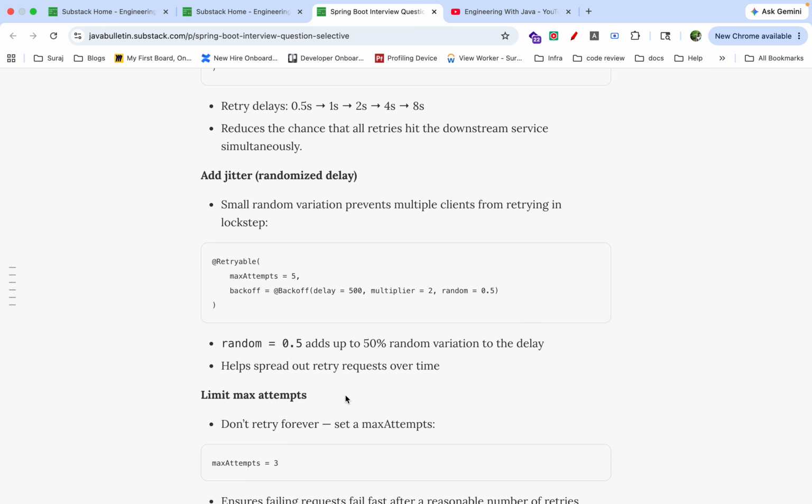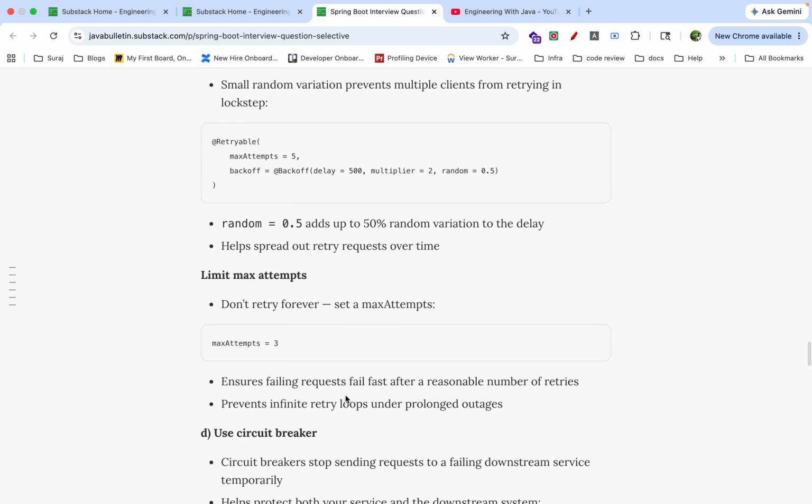requests pretty well. These are pretty standard techniques to handle the retries without having the retry storm situation.